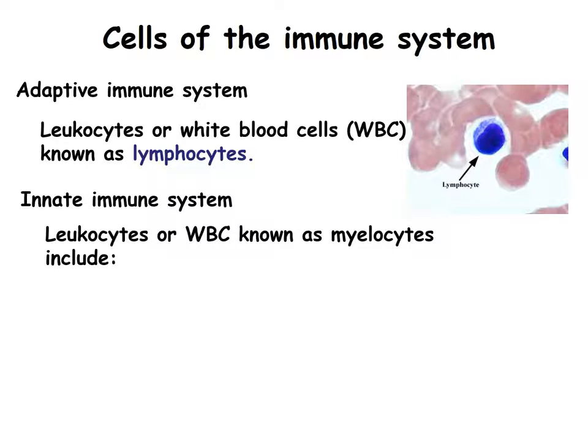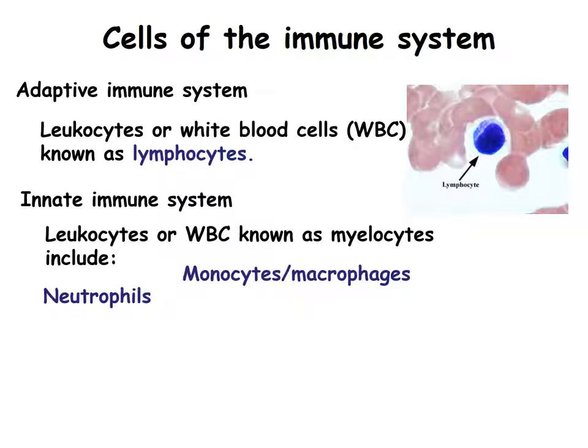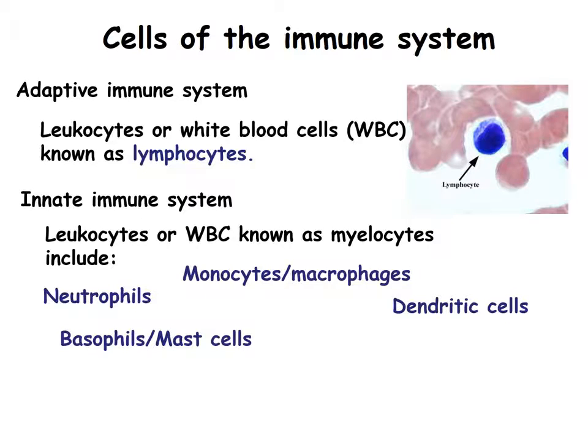And these leukocytes, or white blood cells, are known as myelocytes, and they include neutrophils, monocytes in the bloodstream, macrophages in the tissues, same cell, dendritic cells, basophils. They sort of think basophils and mast cells are related. Basophils are found in the bloodstream, mast cells in the tissues, and eosinophils mostly in the tissues, very little in the bloodstream, but very low numbers.